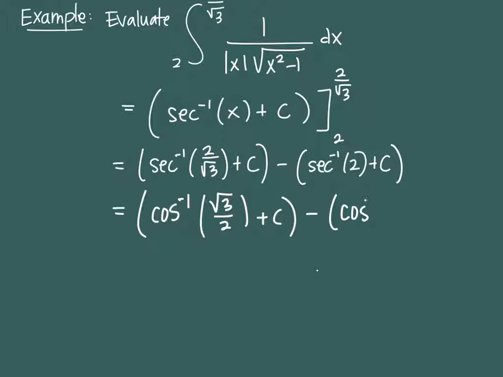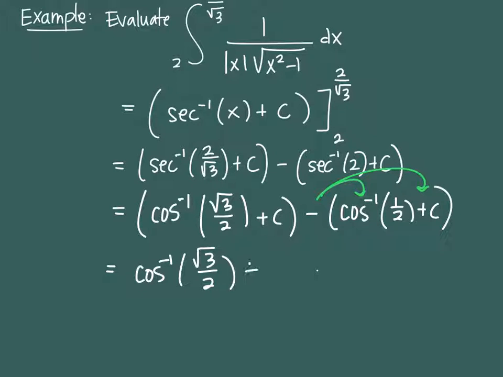minus, and we'll do the same thing here. We'll change it to cosine inverse, and instead of using the number 2, we'll use the number 1/2, plus c. All right, so now we're ready to distribute. So we've got the cosine inverse of rad 3 over 2 plus a positive c minus the cosine inverse of half minus the c. So those c's will cancel out.